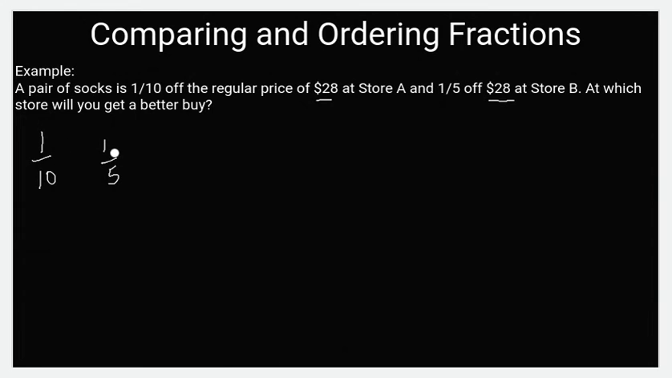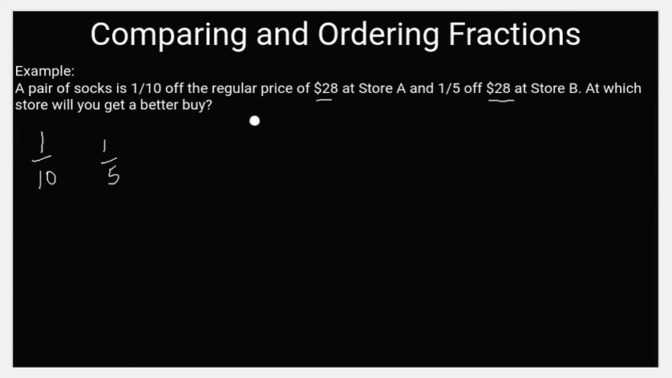When you have the same numerators, the fraction with the lesser denominator will be the greater fraction. So 1 over 5 is actually greater than 1 over 10. And 1 over 5 is what you have off $28 at store B. So that means the price here would actually be greater than the price here. So the store where you would actually get a better buy will be store A.